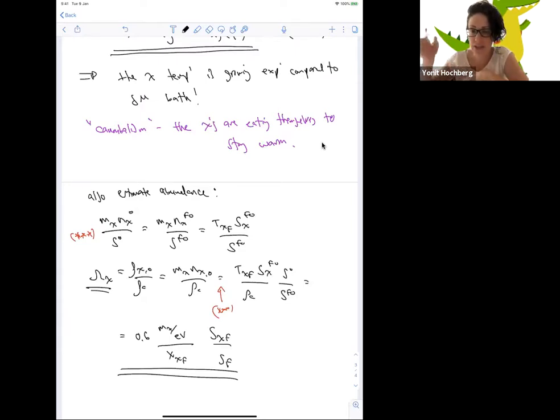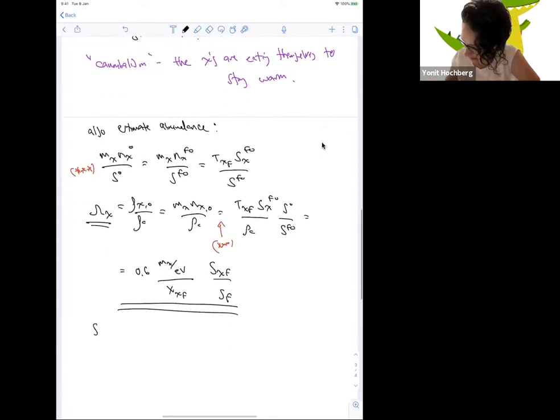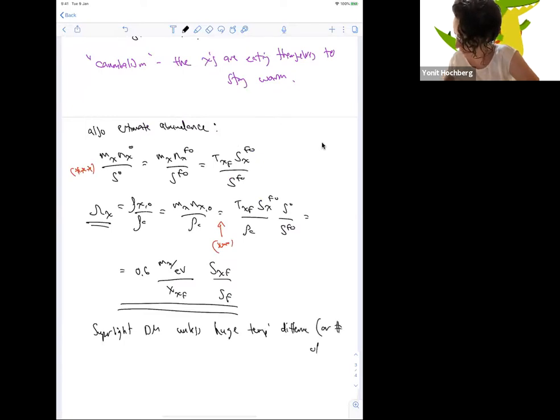Okay, this is dark matter that's certainly in the eV range, definitely below the keV scale, behaving like warm dark matter, which has its issues. Okay, so we get super light dark matter unless we have a huge temperature difference, or maybe a number of degrees of freedom difference. Okay, so this is cannibal dark matter.